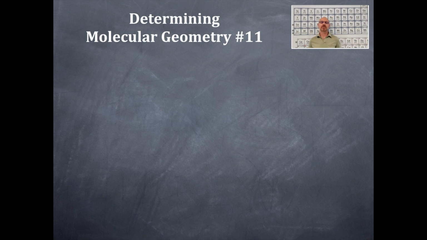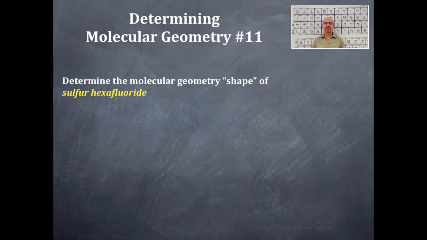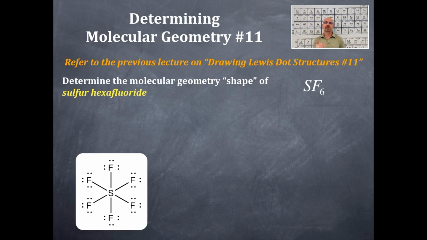Okay, we're going to determine the molecular geometry, or shape, of number 11, sulfur hexafluoride. So two non-metals together, that's the sulfur and the fluorine, rather. And the hexa is for what number? Okay, it is for 6. So it's SF6.